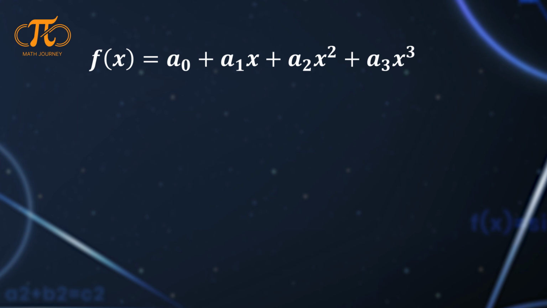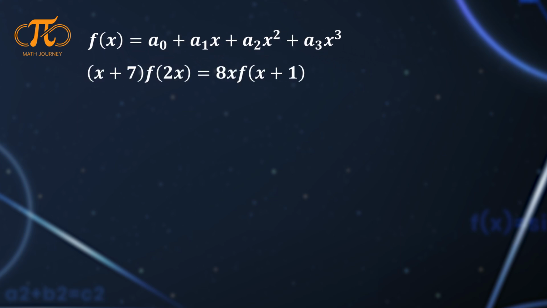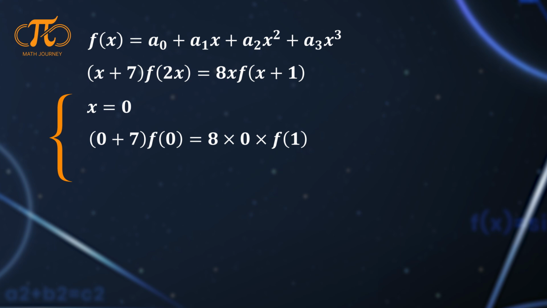Since we've established that f(x) is a cubic polynomial, let's write it more specifically: f(x) = a0 + a1 x + a2 x² + a3 x³. Now we'll use the information from the problem to solve for each coefficient. Let's plug in some values of x to simplify our work. Starting with x = 0: (0 + 7) f(0) = 8 · 0 · f(1), which gives us f(0) = 0.